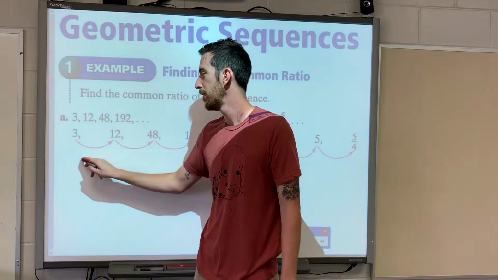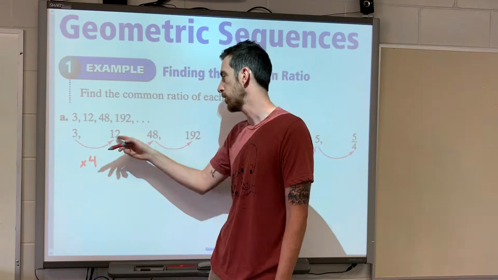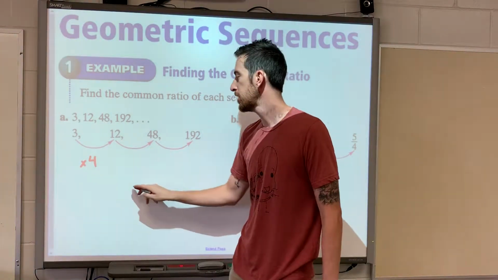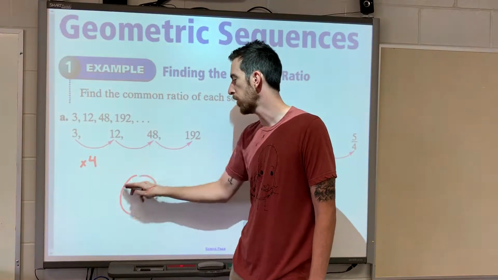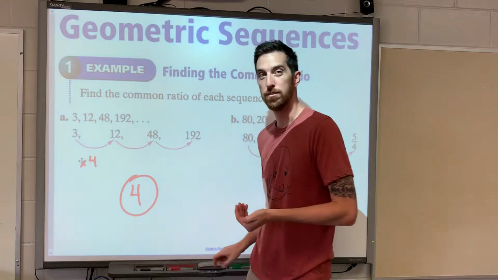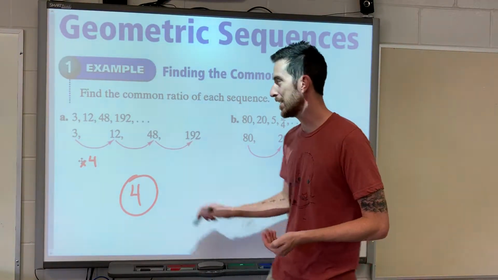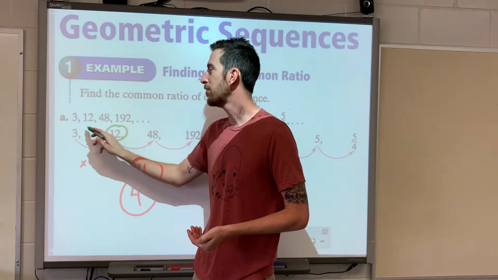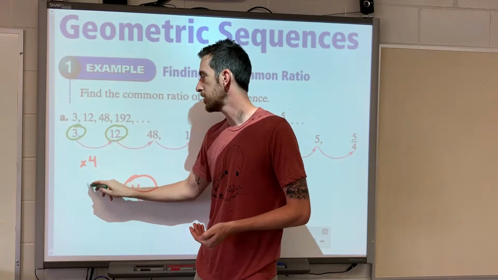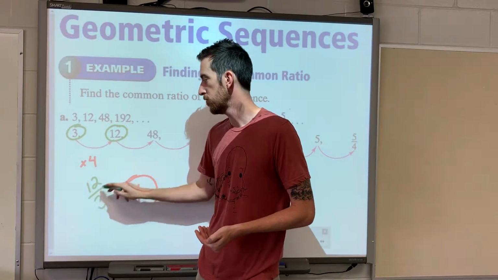4. And 12 times 4 is 48. So you'd say the common ratio is 4. If you're not familiar with the numbers, you can always just take the second number and divide it by the first number. So you can see 12 over 3, which is 4.